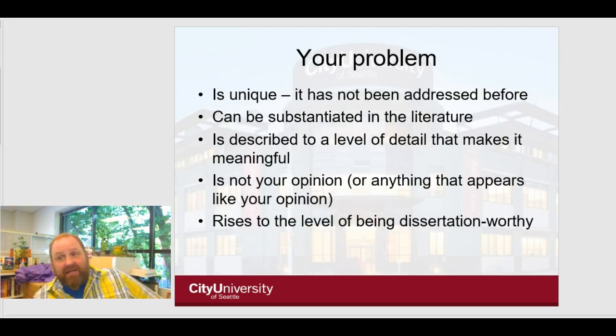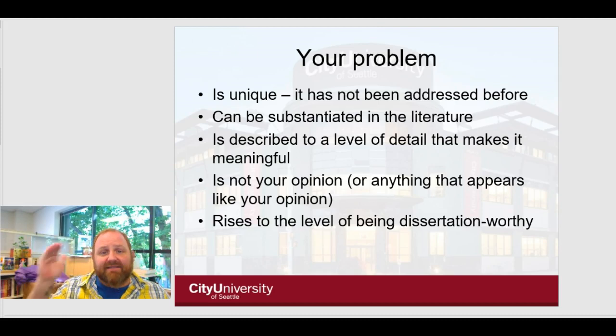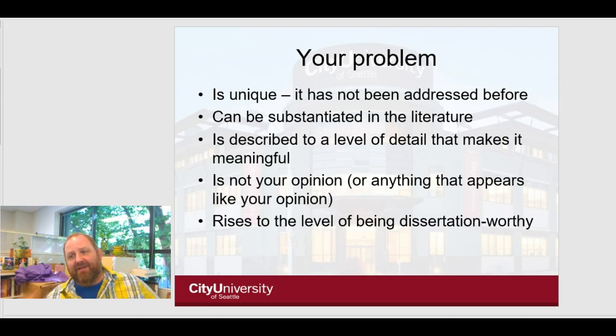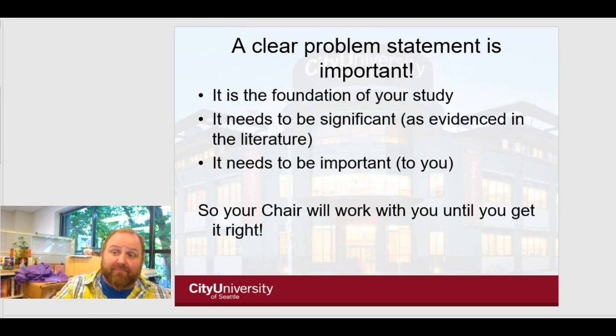The problem needs to be unique. It needs to be substantiated in the literature. So you need to be able to find researchers who have pointed out this problem as connected to something they were working on. This is where ideas for future research in research articles come in handy, because someone has studied the area or the field and they have said, no one has studied this yet. This is a problem. No one's done anything about it. The problem statement needs to be described in a level of detail that people understand that it's meaningful. People understand that there's research to back it up. They know it's not your opinion. And it is a dissertation-worthy topic or problem.